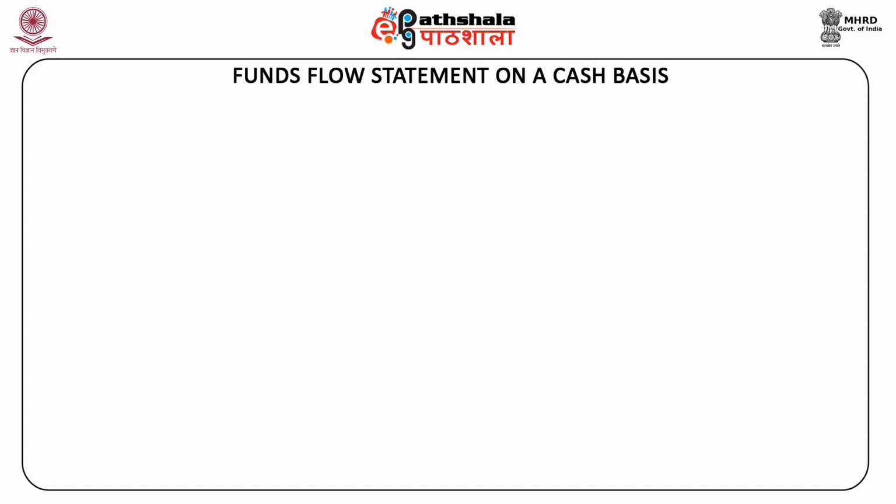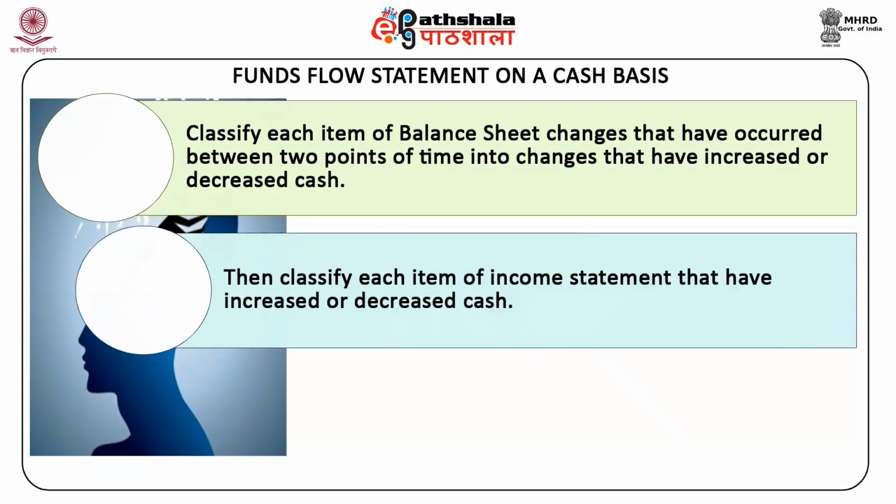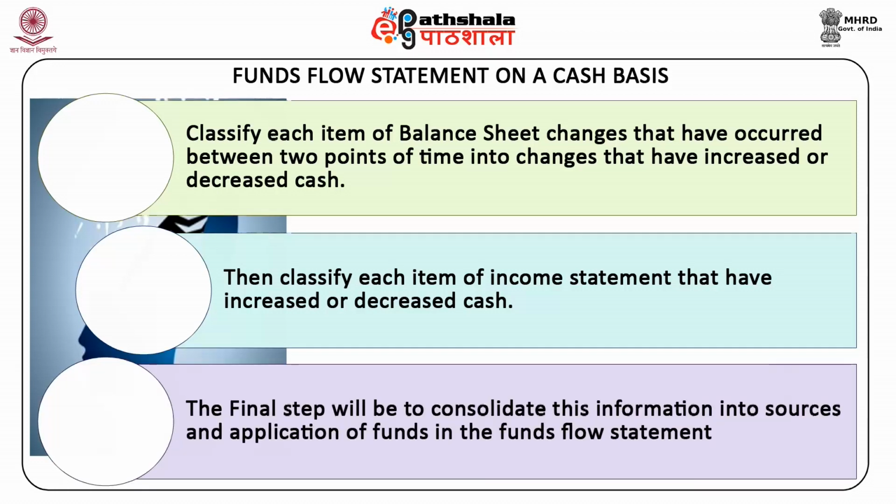A funds flow statement on a cash basis is prepared as follows. The first step will be to classify each item of balance sheet changes that have occurred between two points of time into changes that have increased or decreased cash. Then classify each item of income statement that has increased or decreased cash. The final step will be to consolidate this information into sources and application of funds in the funds flow statement.